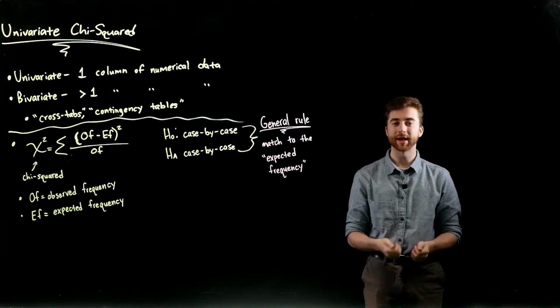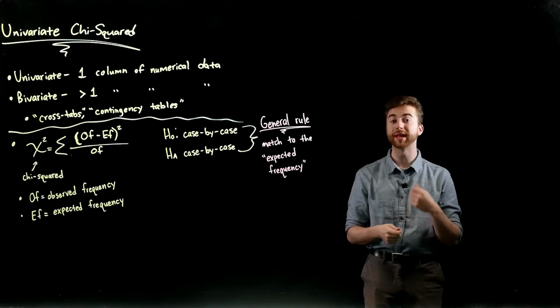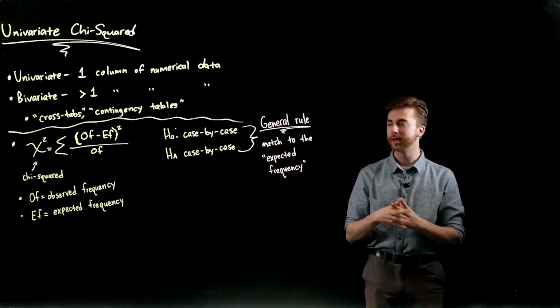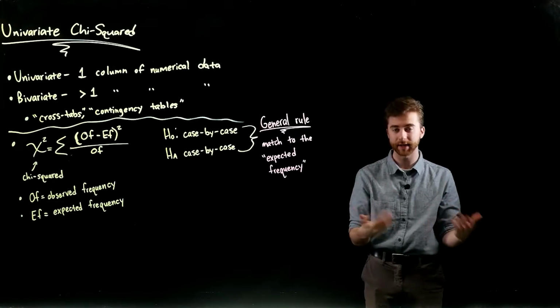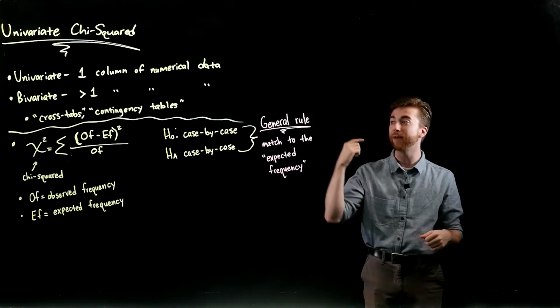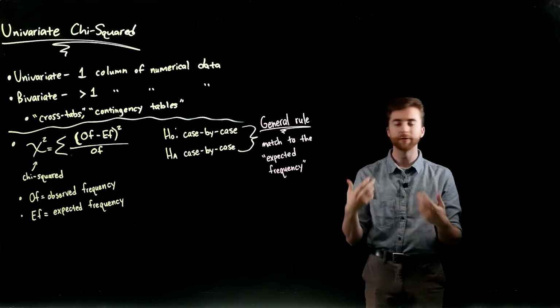Hi everyone, my name is Zach Vines, and what we're looking at today is how to calculate a chi-squared value when dealing with a univariate chi-squared test. First I want to distinguish between some of the major types of chi-squared tests when you're first getting involved with this in statistics. We have univariate, which is what we're talking about here, where we just have one column of numerical data.